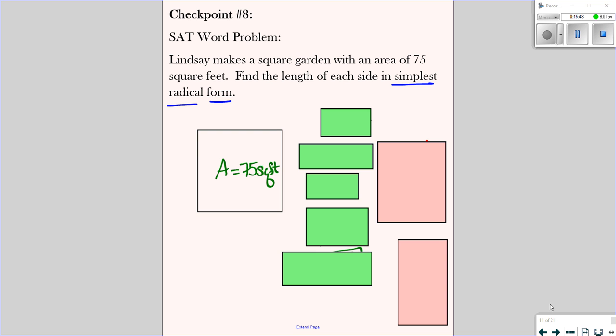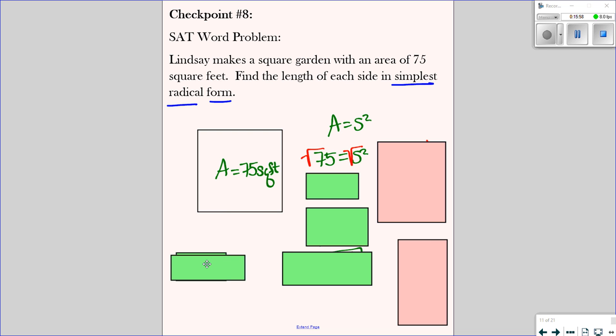We know the area of the square is 75 square feet. So what is the area of a square? It will equal side squared. You know the area is 75, so we plug in 75 for A, and then we set it equal to side squared.